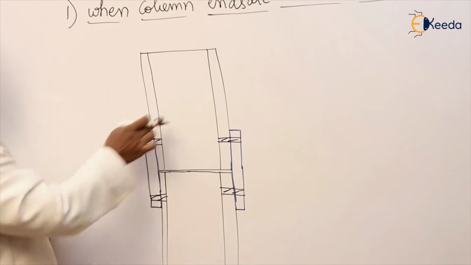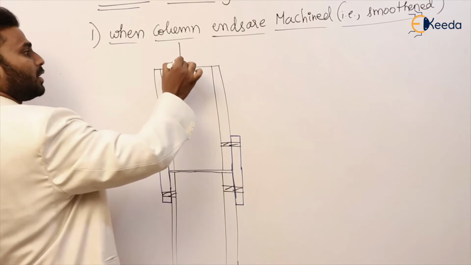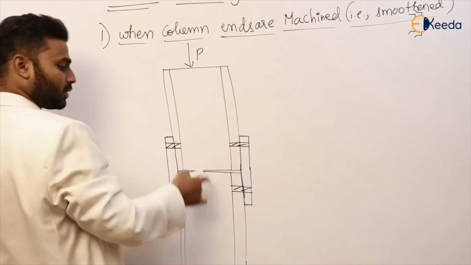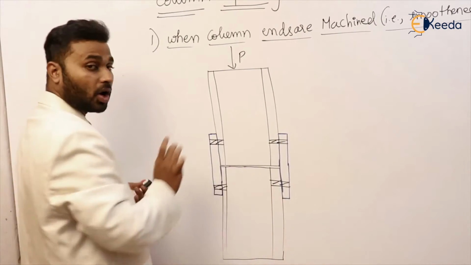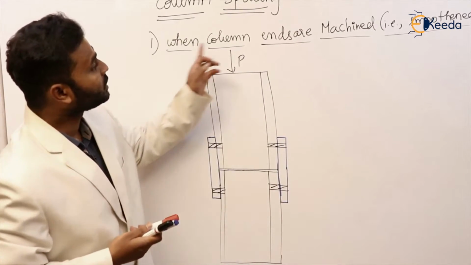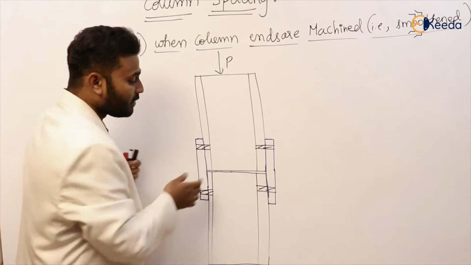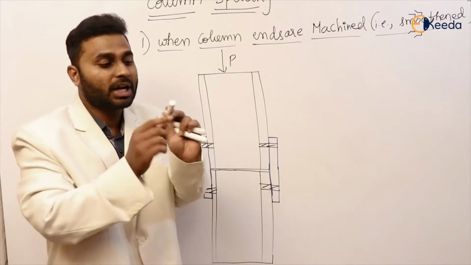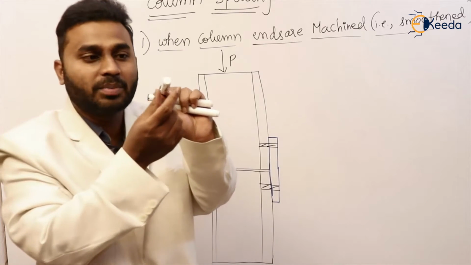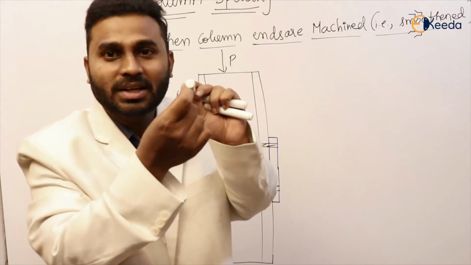So like this, a column which is carrying a load is connected to another column by using this. This connection is known as column splicing. Now here we have mentioned ends are machined. It means the ends are smoothened, cut by a machine. If we take this marker as an example, if you observe here, the ends are smooth or not.